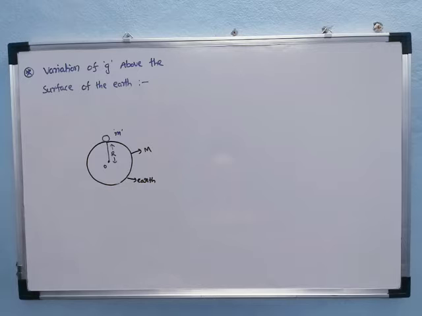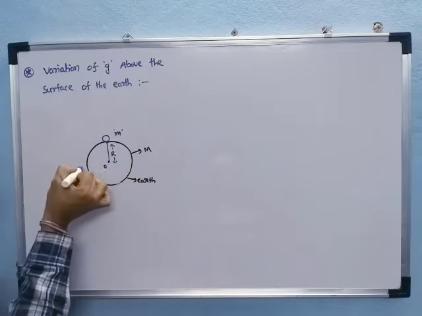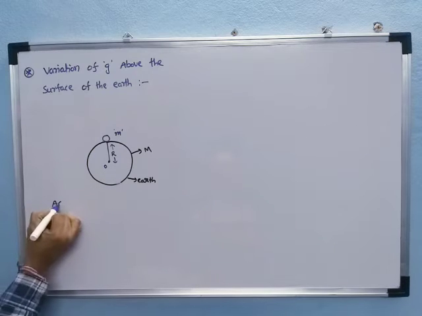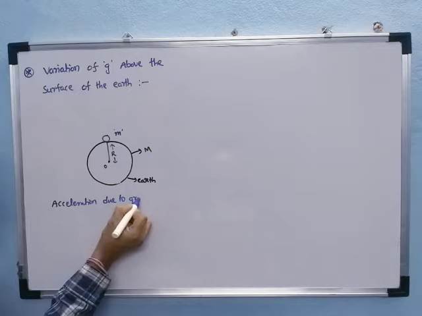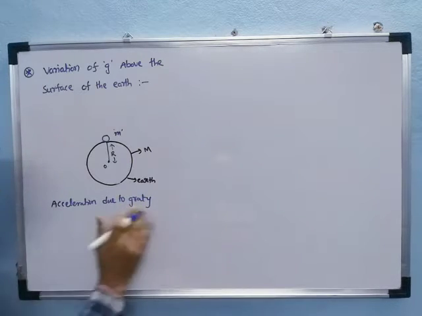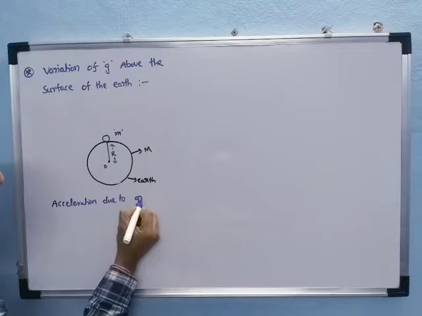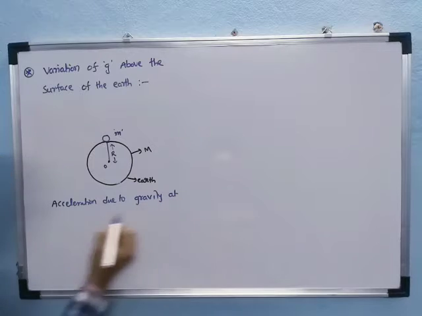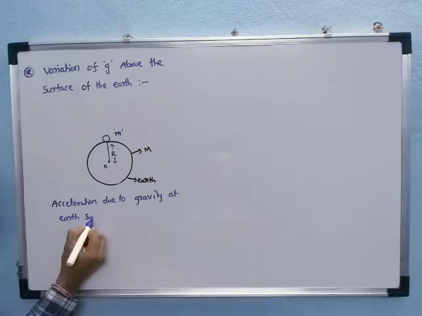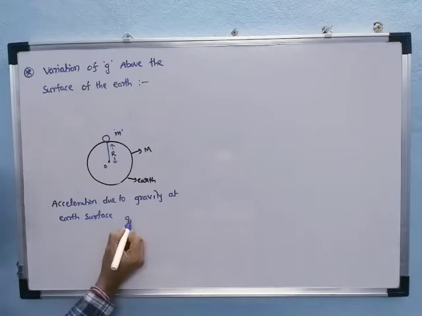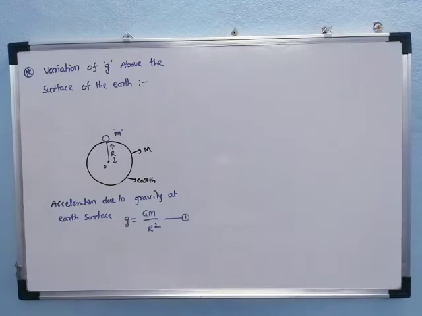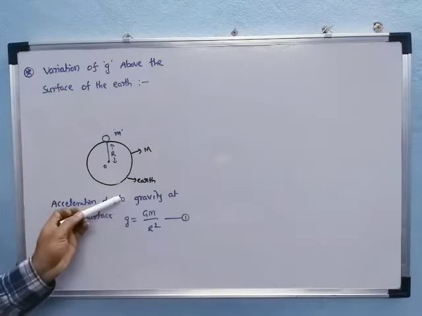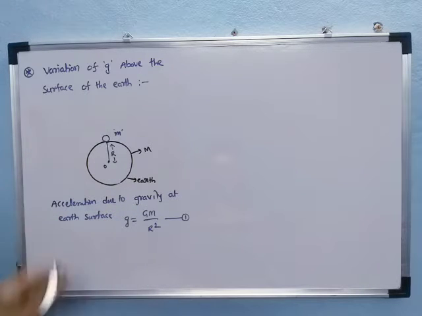See, we know the relation between small g and capital G. If a body is placed on the surface of the Earth, the acceleration due to gravity at the Earth's surface is g equal to GM by R square. This is considered equation number 1. This is the acceleration due to gravity at the surface of the Earth.